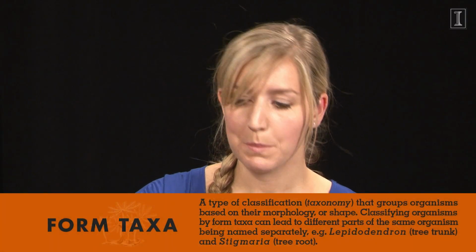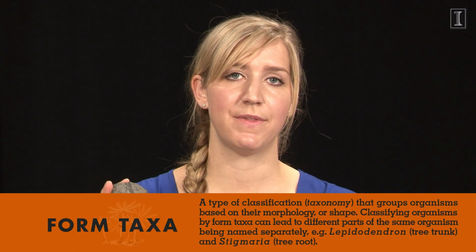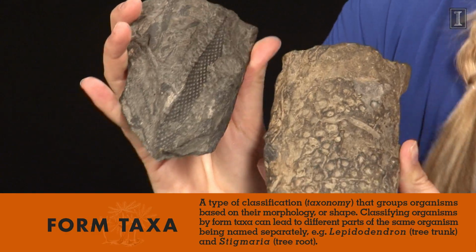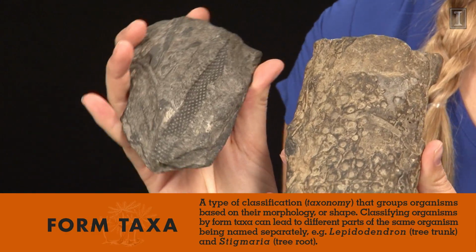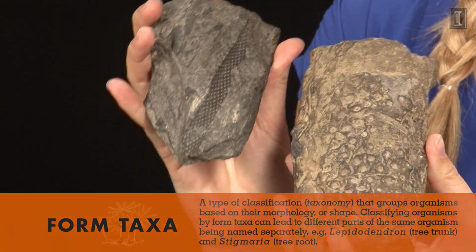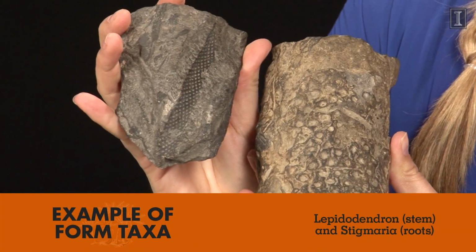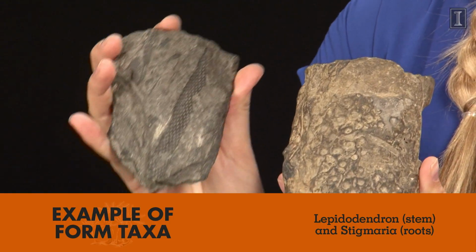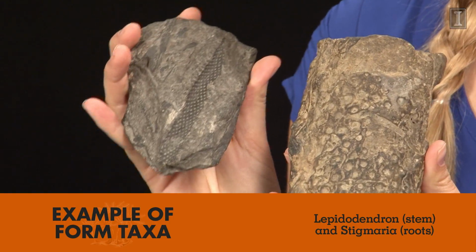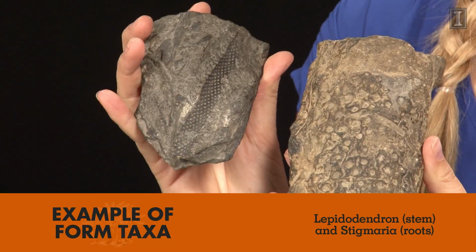Form taxa, to reiterate, is where you have different types of fossils that you find, and scientists have named them two different names, expecting that they're two different organisms. Later, we put them together in a model, and we recognize that these are actually two different parts of the same organism. So this is a great example of form taxa, our lepidodendron and our stigmaria, that both represent a lycopod in the Paleozoic.